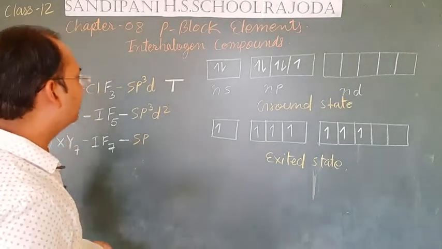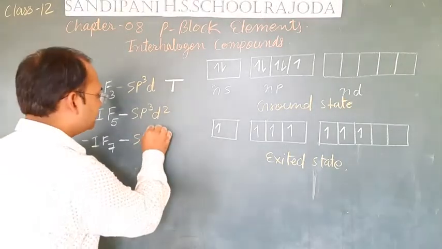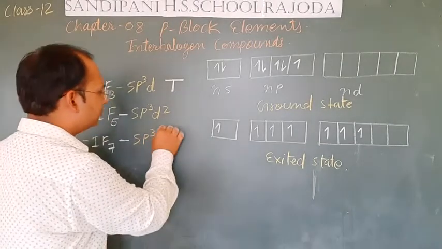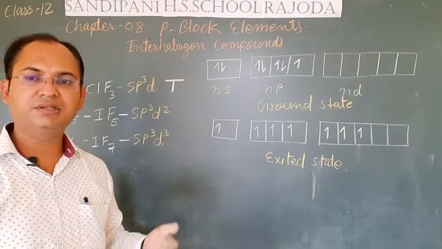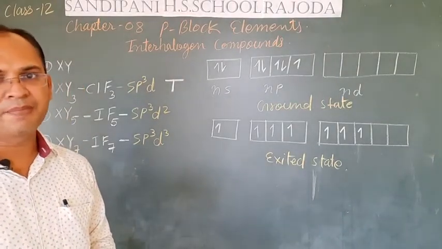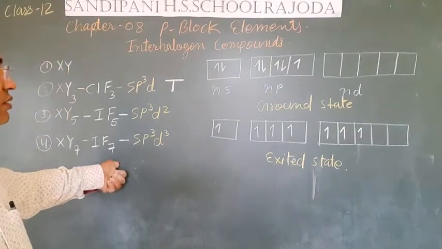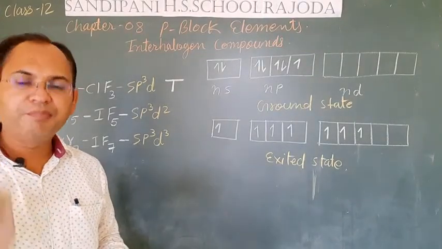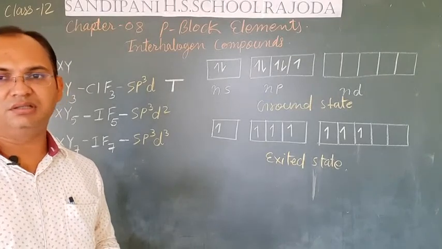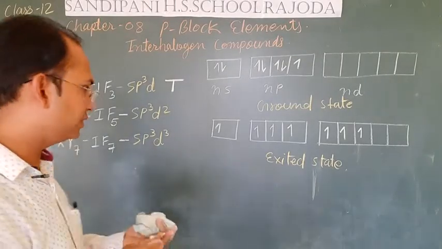So, the type of structure: first of all see the type of hybridization here. It is sp3d3 type of hybridization, and its structure is, students, pentagonal bipyramidal. Remember, pentagonal bipyramidal. Let's see how this structure is formed.